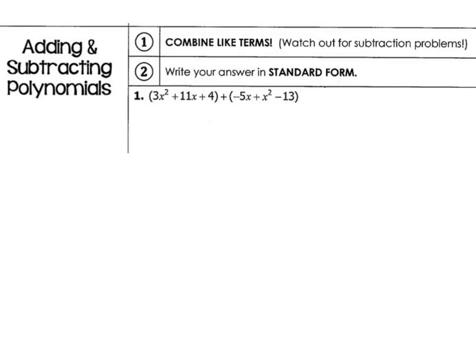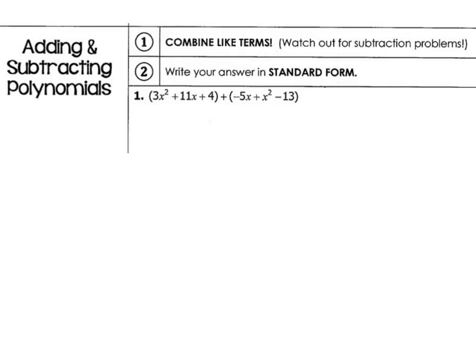All right, so now let's talk about adding and subtracting polynomials. So when we're adding and subtracting polynomials, we want to just combine like terms. We want to watch out for subtraction problems, so you want to be sure to distribute the subtraction to all the terms in the second parentheses. Then we always want to be sure to write our answer in standard form, so in descending order according to the exponents and in alphabetical order. All right, so let's do number one as an example.